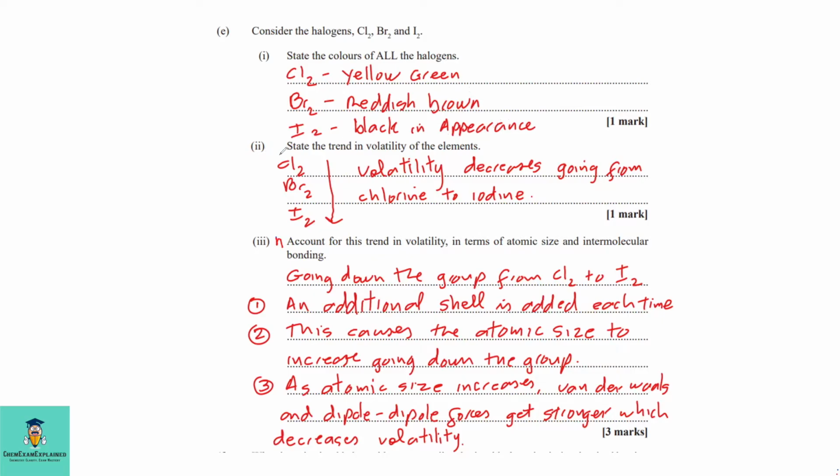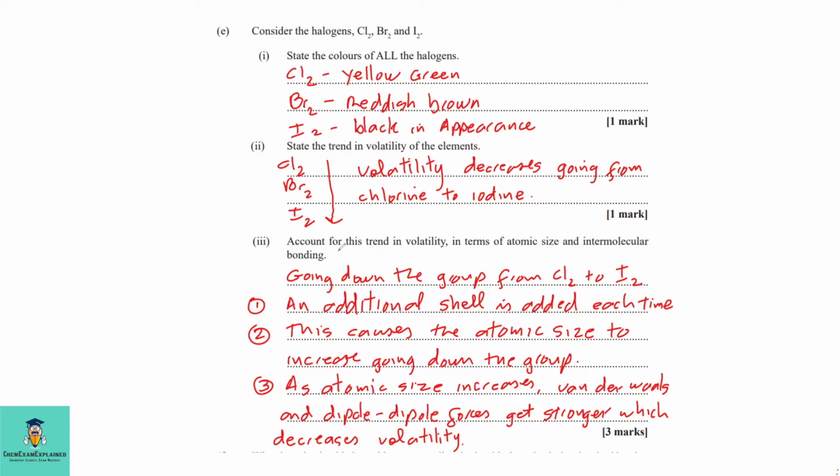Part 2. State the trend in volatility of the elements. So when we look at volatility, it is linked to boiling point. So the lower the boiling point, the more volatile the element. So looking at this particular list, chlorine, bromine, iodine, we're going from gas to liquid to solid. Therefore, volatility decreases going from chlorine to iodine.